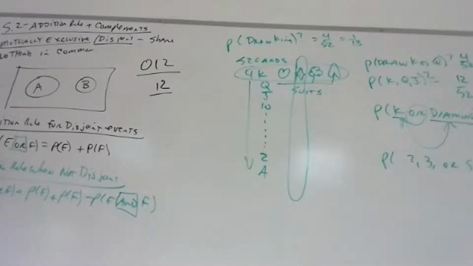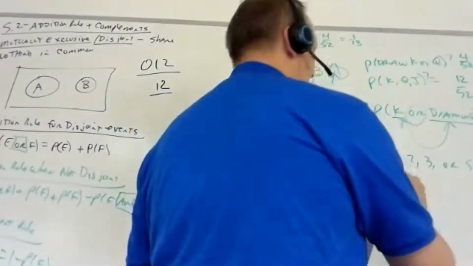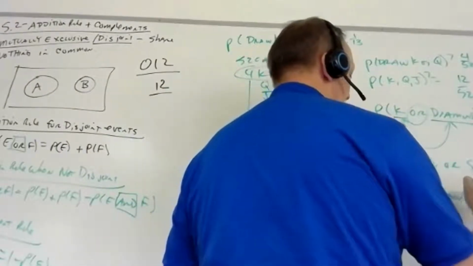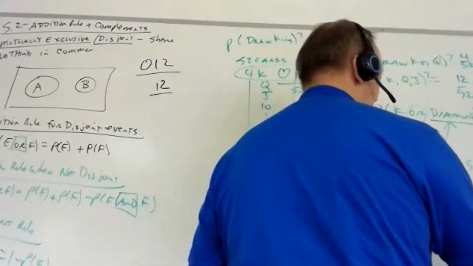All right. Let's talk about the complement rule. The probability of E complement equals 1 minus the probability of event E. Okay? So let me ask you this. What's the probability that I do not draw a 2, a 3, or a spade?